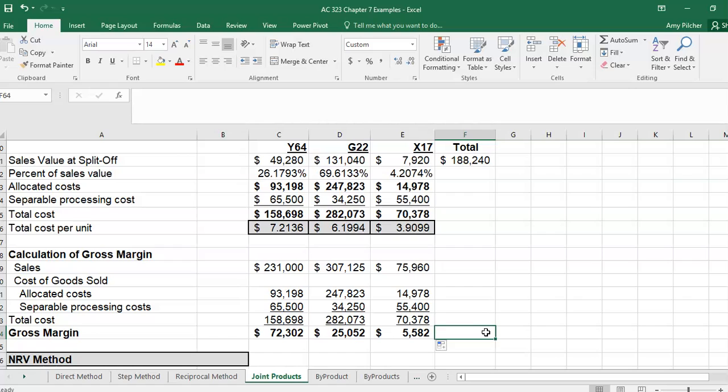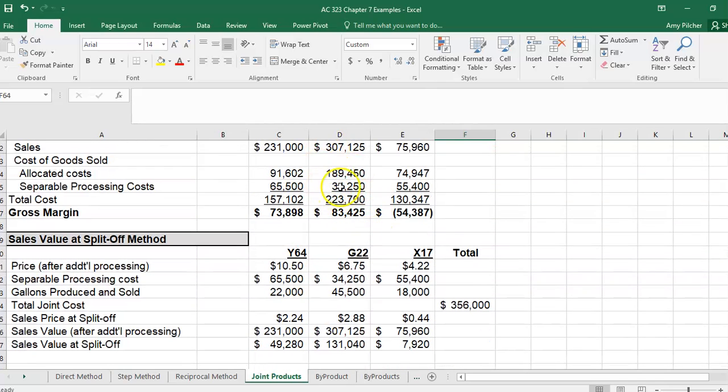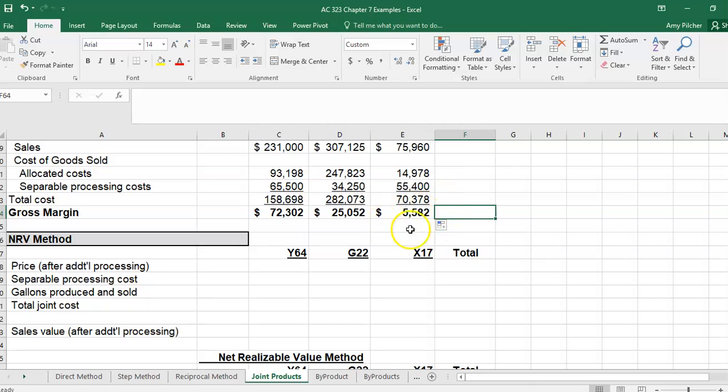Under this method, our sales value at split off allocation method, now our X17 is operating with a positive gross margin. We no longer have a negative gross margin for that. However, G22's gross margin has dropped significantly. So if we're the production manager of G22, we don't want you to change methods because it's greatly going to reduce the amount of gross margin that we have. However, the X17 production manager does want you to pick that method because that finally has them operating positively.